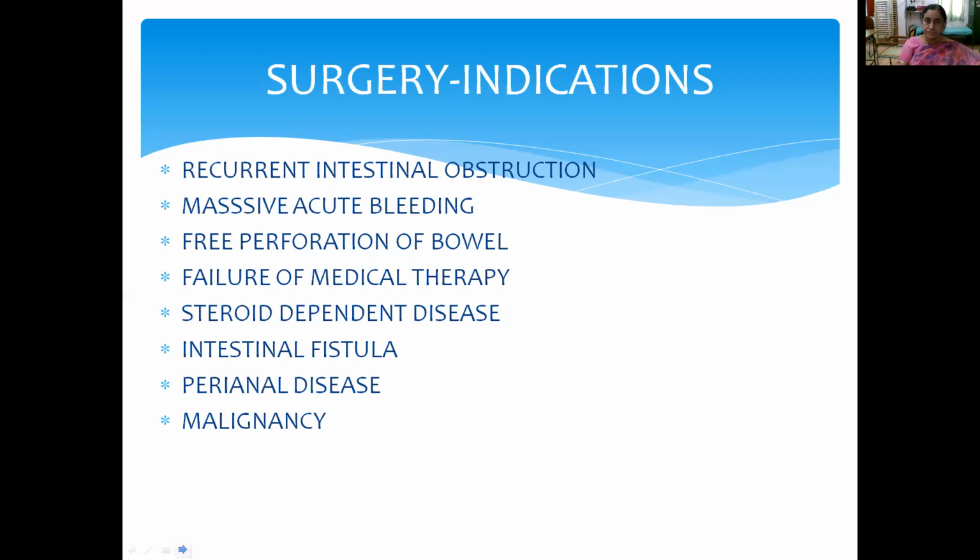So the indications for surgery are recurrent intestinal obstruction, that is one. Massive acute bleeding, of course, we have to go for it and control the bleeding by some means. Next one is perforation of the bowel. You have to access that segment and do anastomosis. Failure of medical therapy, where the patient doesn't respond to any line of management, so you have to remove the affected portion with surgery.